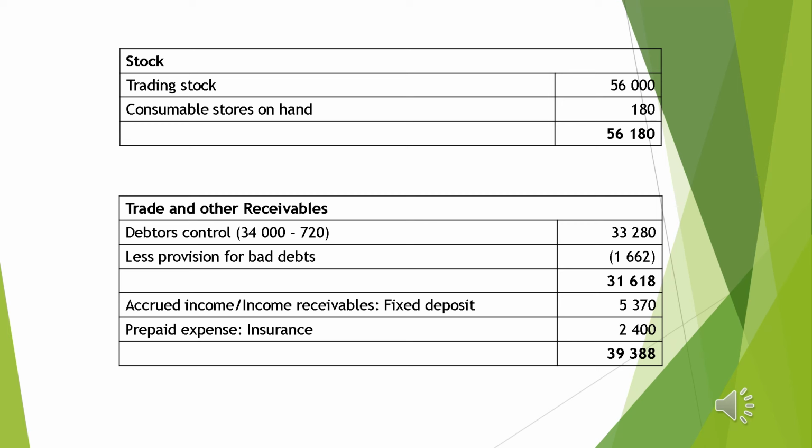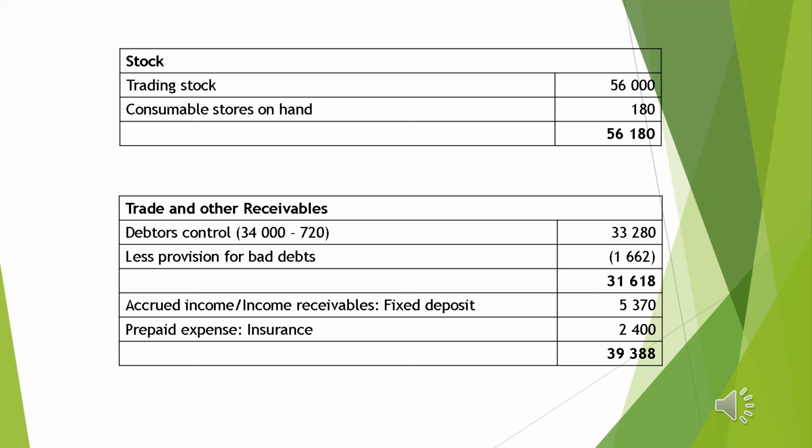Trading stock, we are referring to the closing balance or stock on hand, the stock that was bought during the year but was not sold. Therefore, it's the closing balance at the end of the financial year. It will be an opening balance in the next financial year. So we are going to treat it as what? As a current asset, trading stock or inventory. It depends which term you prefer to use. Trading stock is 56,000 rand.